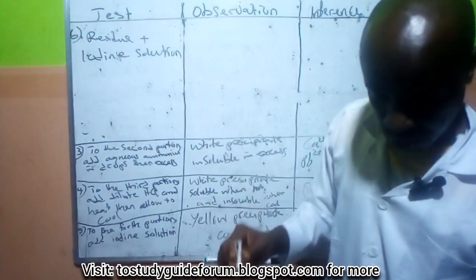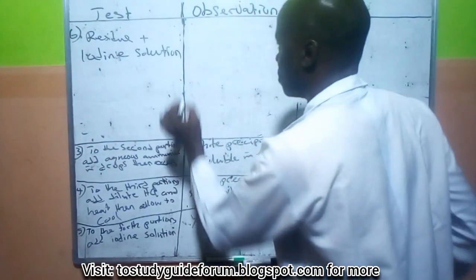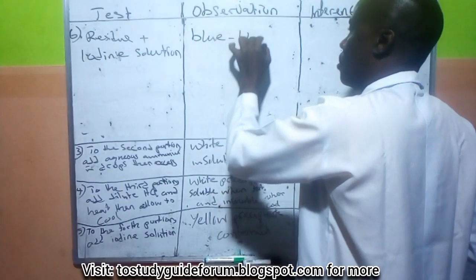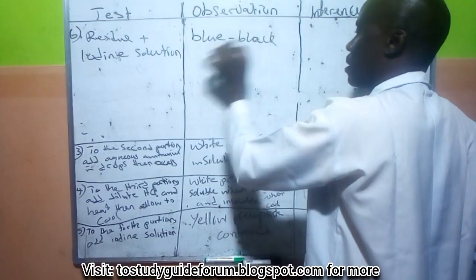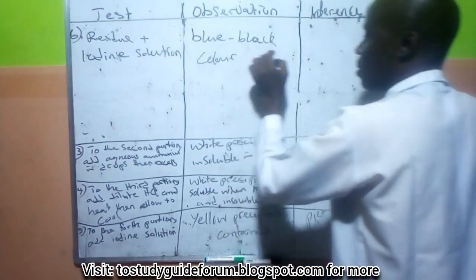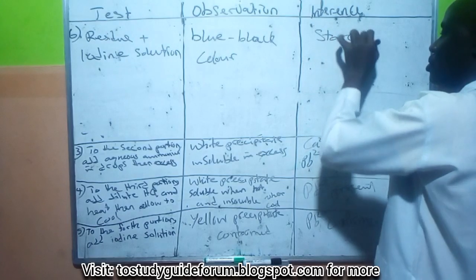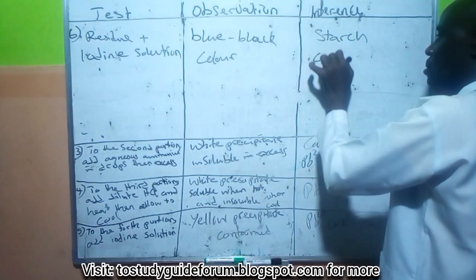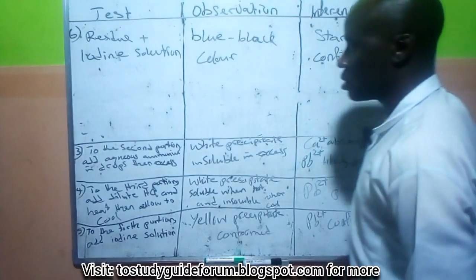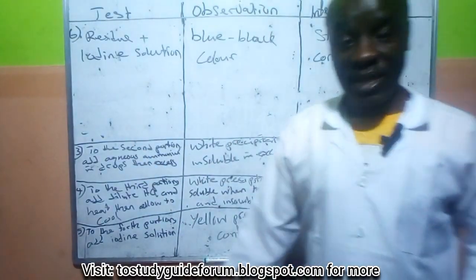So this is where we'll call it a day. So we have what? Blue-black color, confirming what? Starch. Confirmed. So this is where we'll end the test.